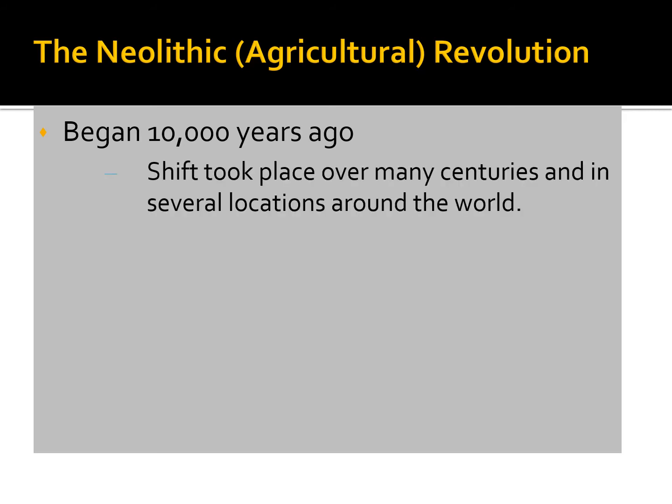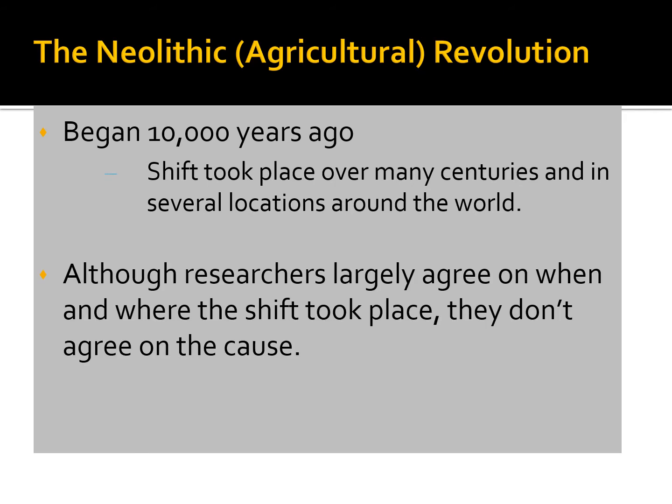So the Neolithic is also sometimes referred to as the agricultural revolution, right, which began at or around 10,000 years ago. And remember, that shift took place over many centuries and in several locations around the world. And although researchers largely agree on when and where the shift took place, they don't generally agree on the cause, right? Why did people really invest in this thing called agriculture, right? Because for thousands of years we had done hunting and gathering, and it had worked just fine for a lot of our human groups, right? So why did we make this shift to settling down in permanent villages and beginning to grow crops?